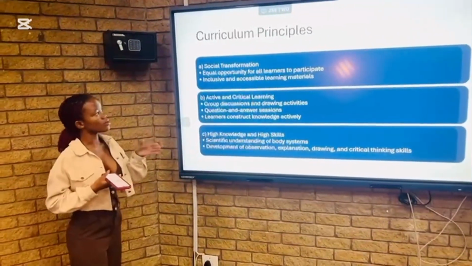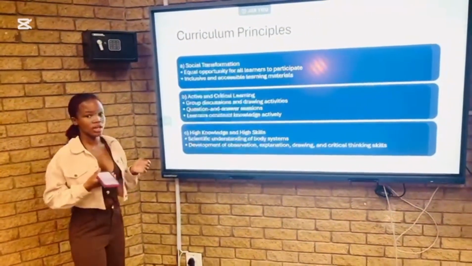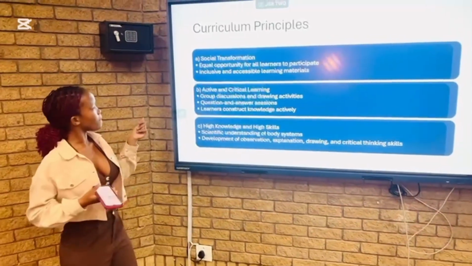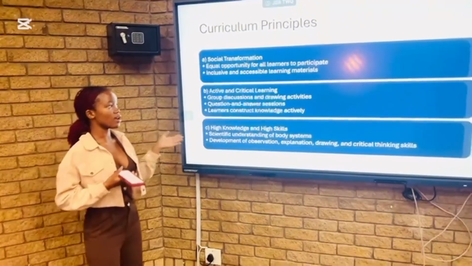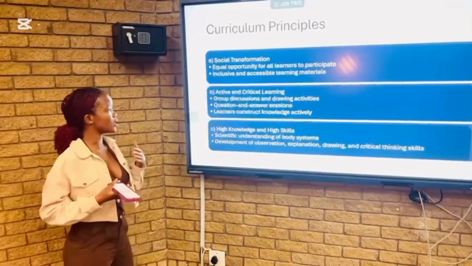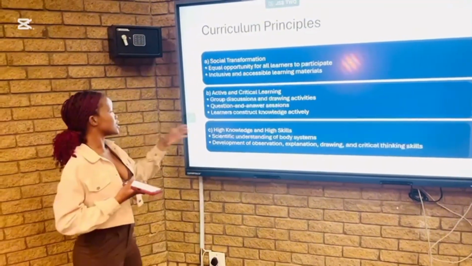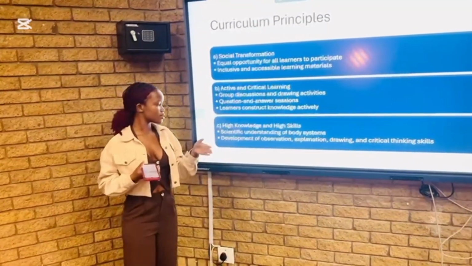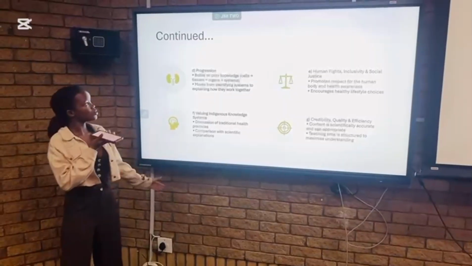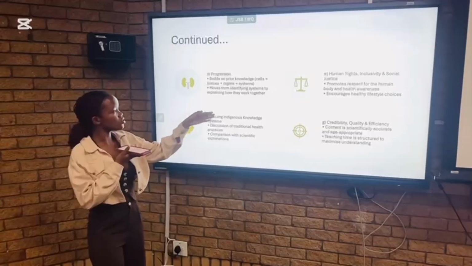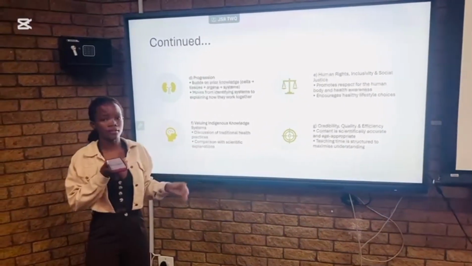And we have the curriculum principles, which are social transformation, active and critical learning, and high knowledge and high skills. Social transformation means equal opportunity for all learners to participate. Active and critical learning involves group discussions and drawing activities. High knowledge and high skills means scientific understanding of human systems. As we continue, we also have progression, human rights, valuing indigenous knowledge systems, and credibility, quality and efficiency.